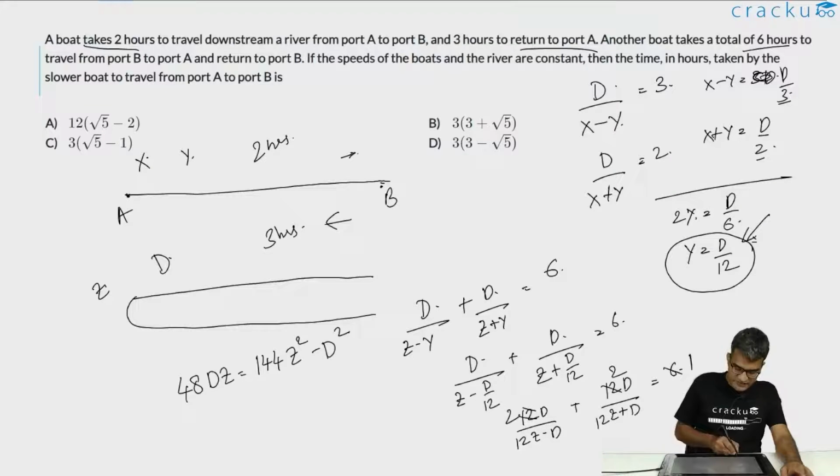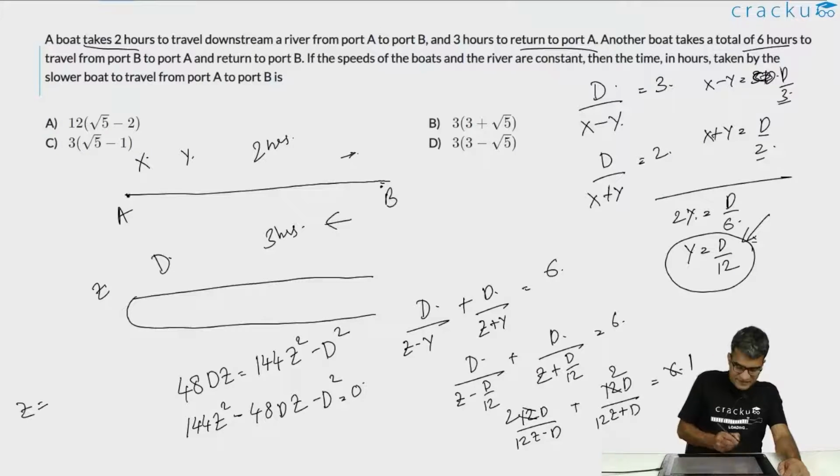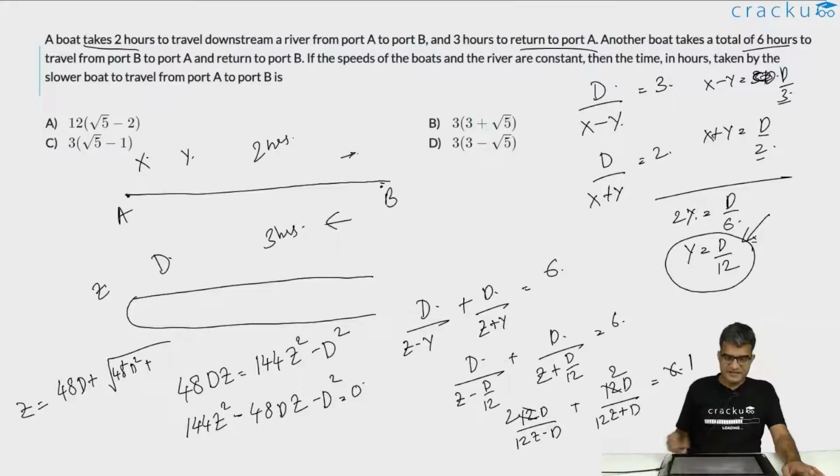So what we are going to have is 144z square minus 48 dz minus d square is equal to 0. This is the equation that we have. We can use the formula for quadratic equations. So the value of z will be equal to 48d plus square root of 48 square d square plus 4 times AC, that is 4 times 144 d square, divided by 2a, that is 2 times 144.